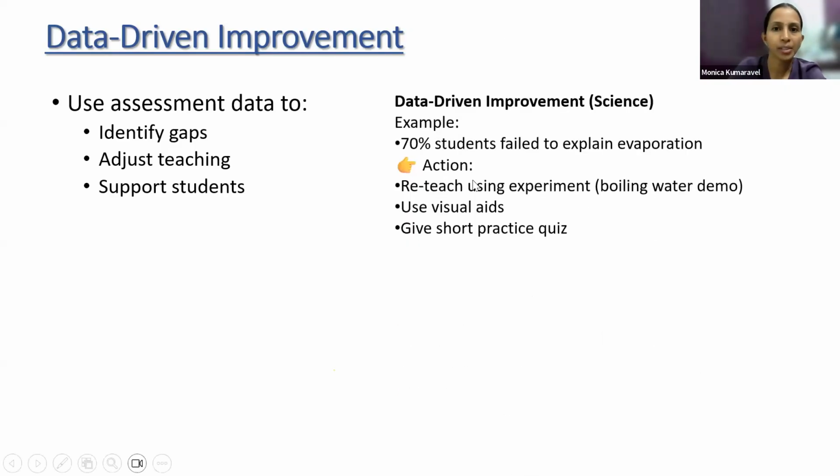let's say, for example, 70% of the students failed to explain evaporation. That means the students did not understand the concept of evaporation. So instead of moving ahead and skipping evaporation, what action can we take? We can reteach using an experiment.